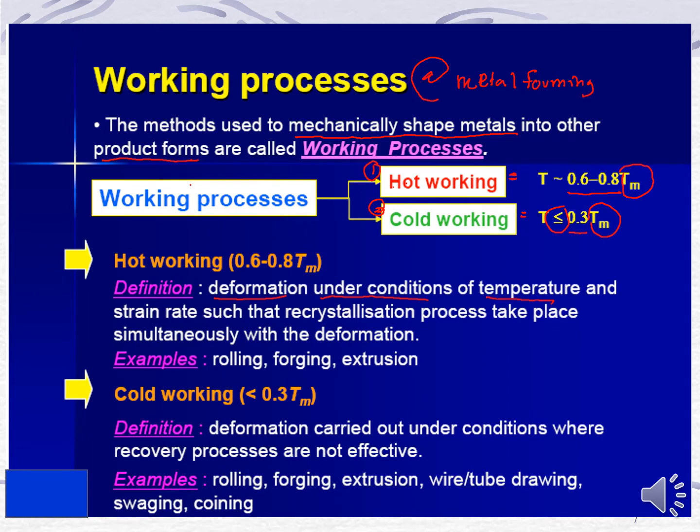Okay, for the definition, hot working process is the deformation under the conditions of temperature, where in this process, recrystallization process will occur simultaneously with the deformation. Recrystallization is the formation of new grains.